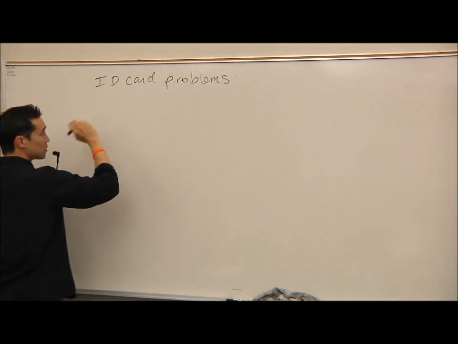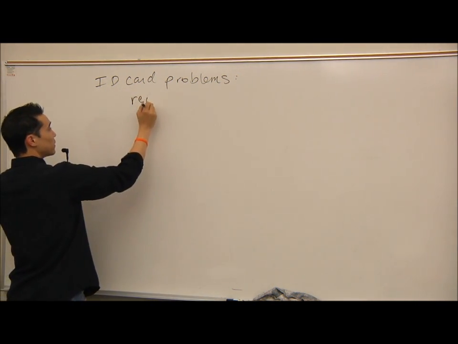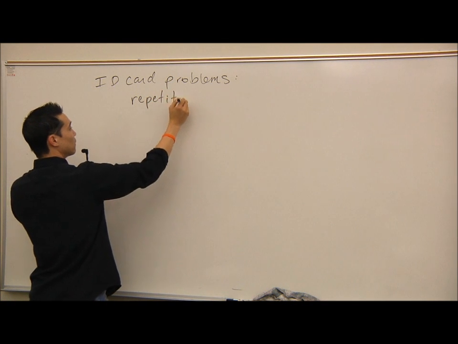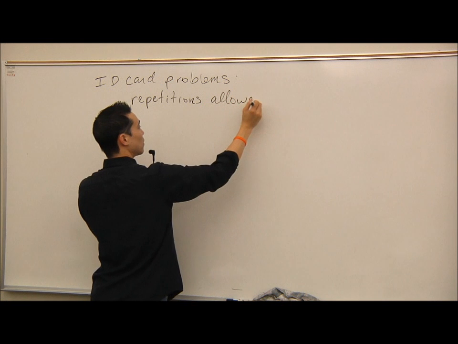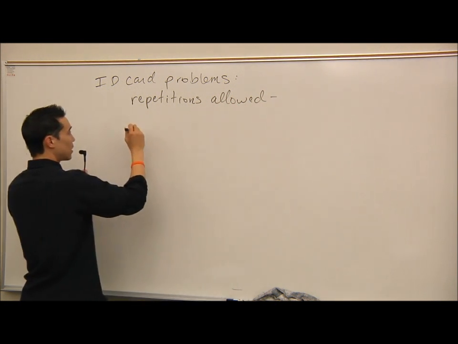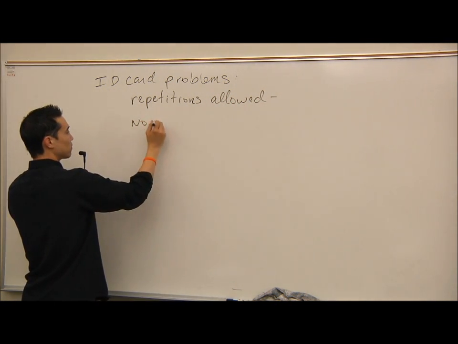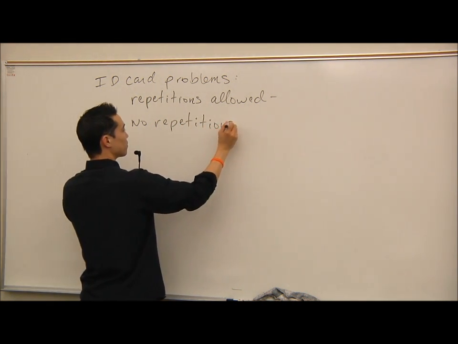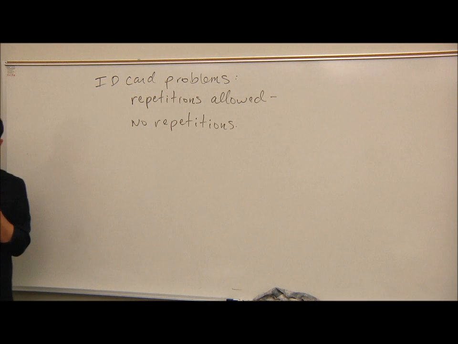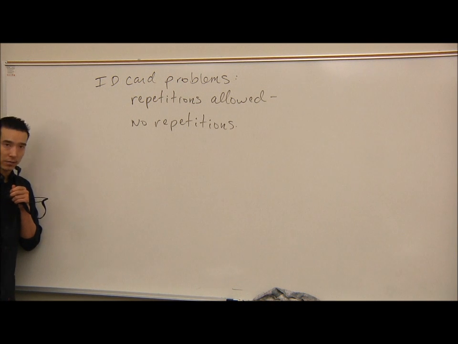So we need to distinguish between repetitions allowed or repetitions not allowed. What does it mean for repetitions? It just means you can repeat, okay? So there's going to be a difference if we're allowed to repeat numbers or letters versus if you're not allowed to repeat numbers or letters, okay?